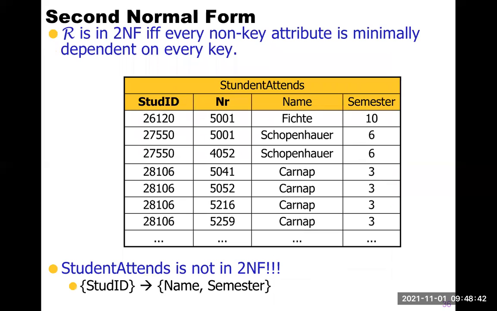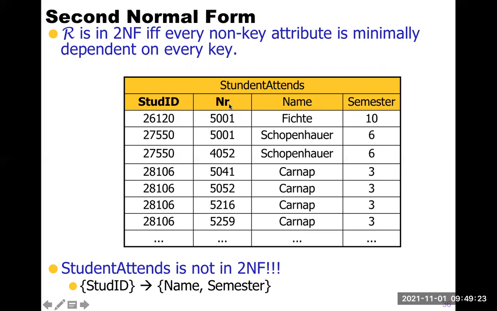And second normal form tells us about complex keys. Complex keys are keys that consist of multiple attributes or multiple columns. If I have a single column key, a single attribute key, second normal form is automatic. So a table is in second normal form if and only if every non-key attribute is minimally dependent on every key. So that's not different keys.